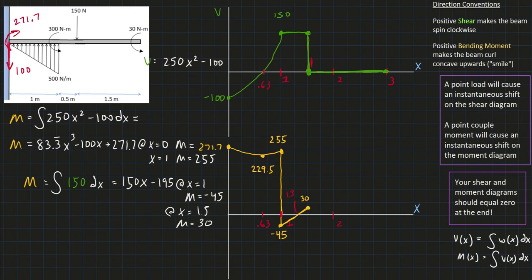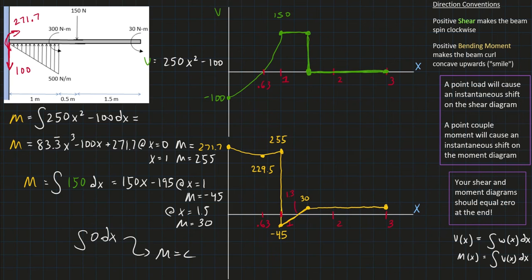Alright, our next v is this, and this is another one of those integral of 0 situations. And we know that this results in our m just equaling some constant. Our m doesn't change from that 30. So this is going to be a constant 30 all the way up until our very last cut of x equal to 3.